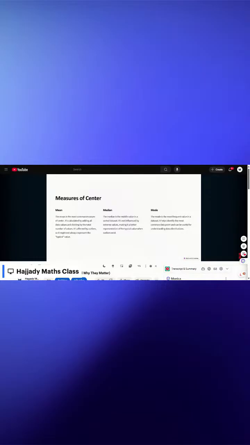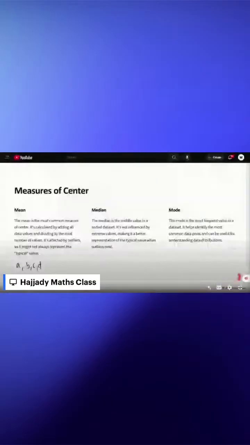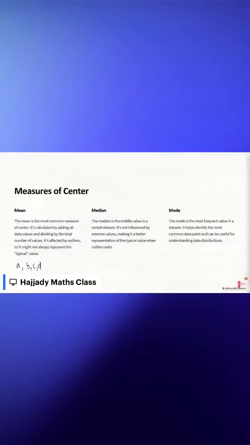And how do we calculate the mean? For example, you can have something like A, B, C, and D as your data set. I'm going to provide an example in the subsequent slide. Then to calculate, you have to add the data set and divide it by the number of observations you have, which is going to be 1, 2, 3, 4. So this is the general method for calculating the mean.